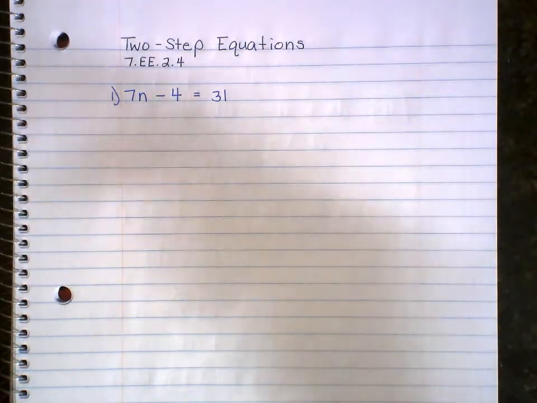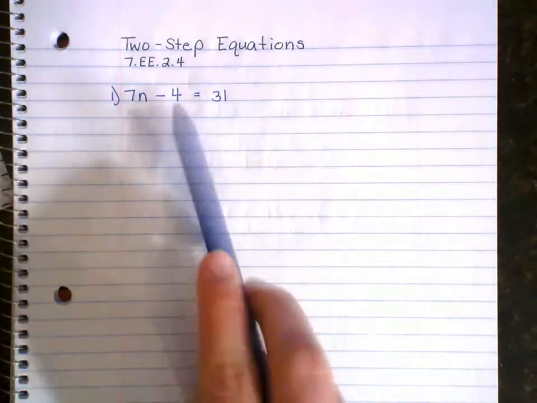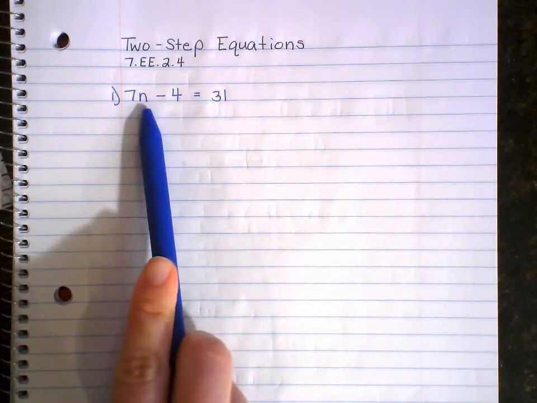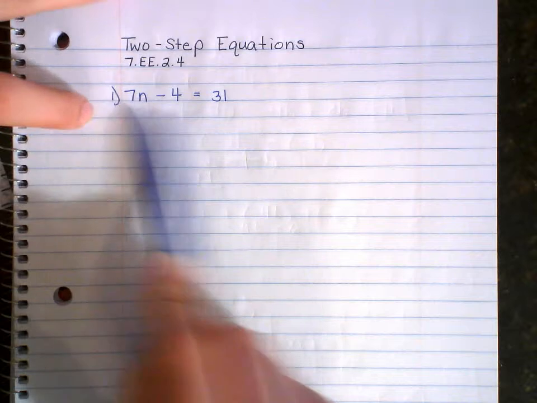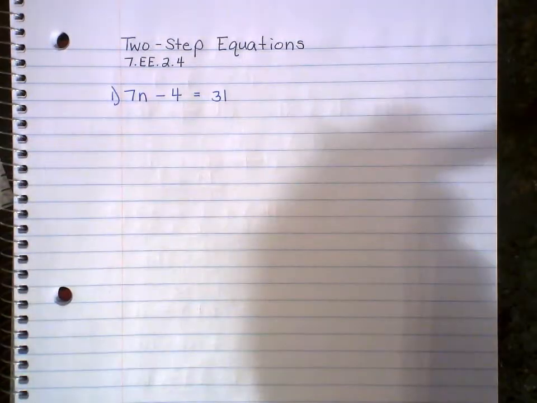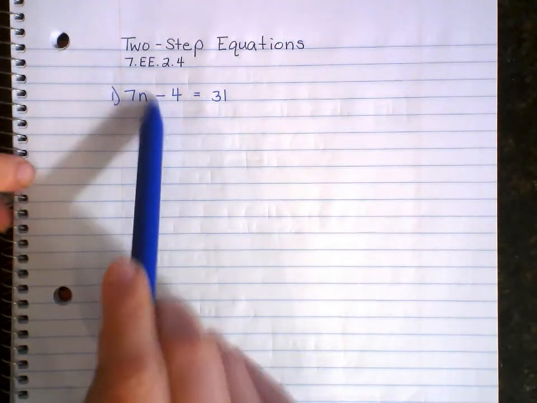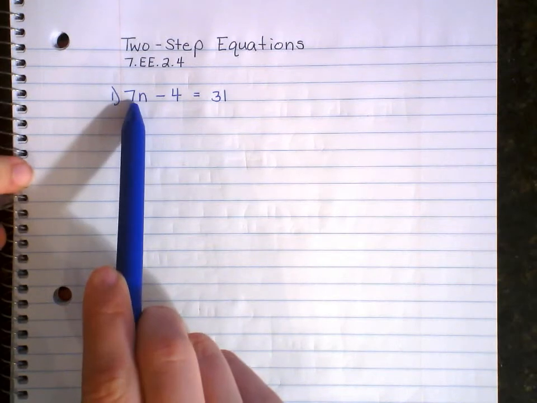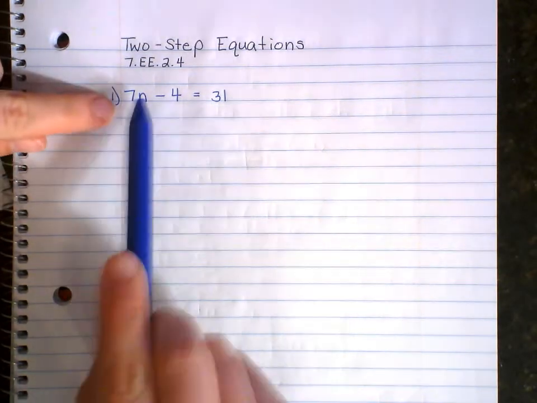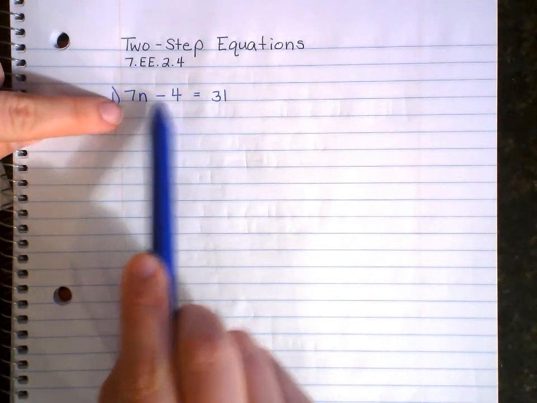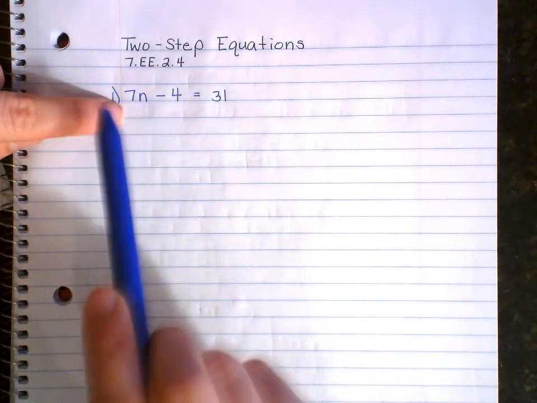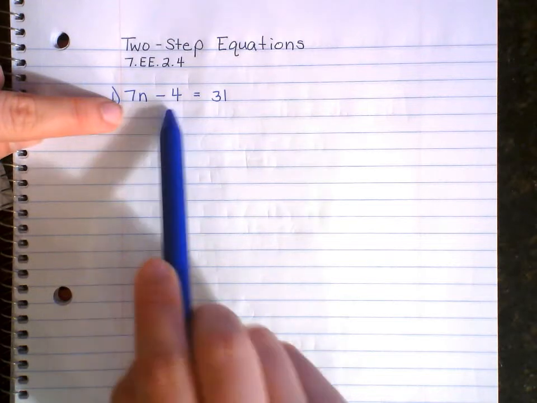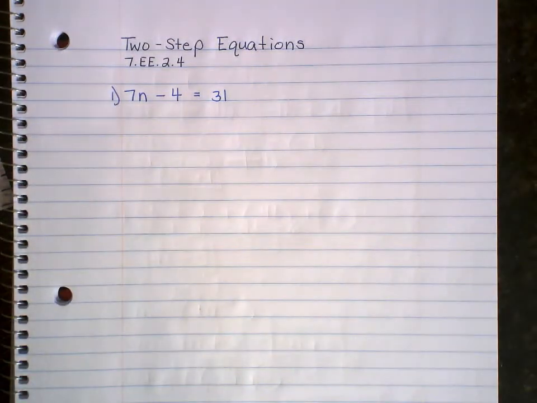So, in two-step equations, we have variables, okay? We have an n in this equation. And the goal of solving equations is solving for that variable. What number does this represent? So, this equation is 7 times n minus 4 equals 31. So, 7 times some number minus 4 equals 31.